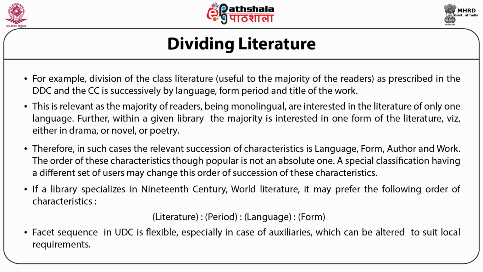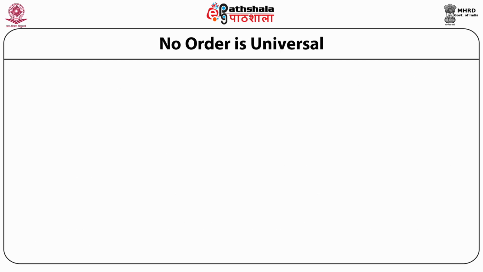Facet sequence in the Universal Decimal Classification is flexible, especially in the case of auxiliaries, which can be altered to suit local requirements. But this is not so in the Colon Classification or even in the DDC. No order is universal. No sequence of facets is perfect or serves all needs. No classification serves all readers universally.